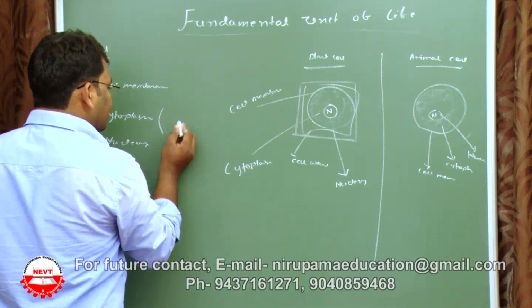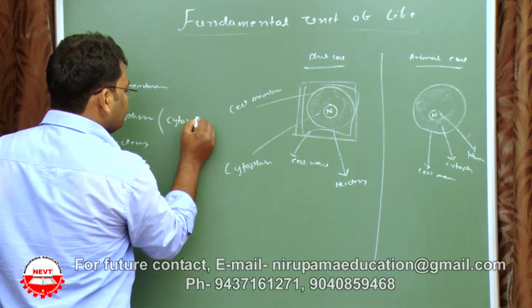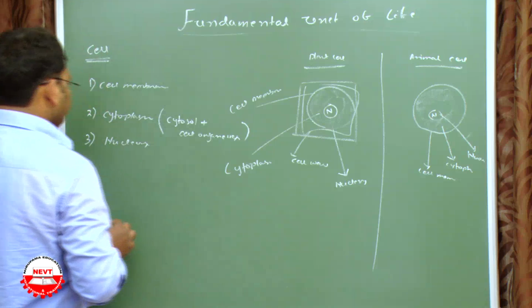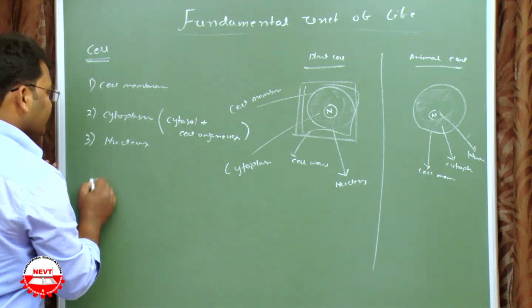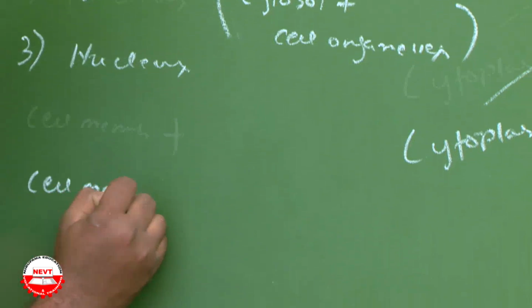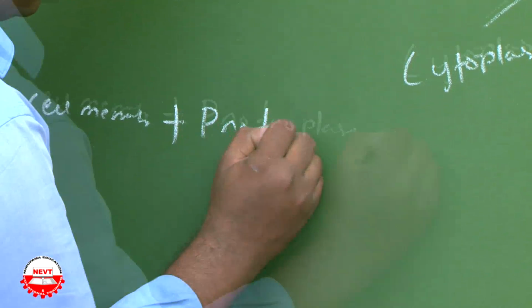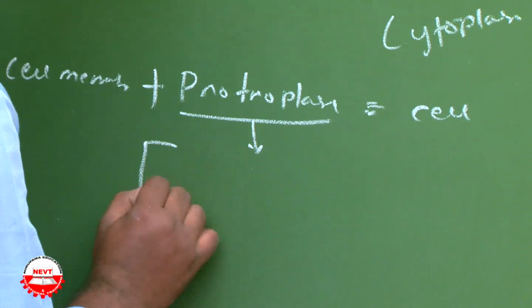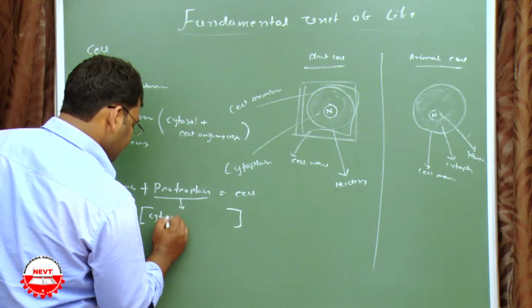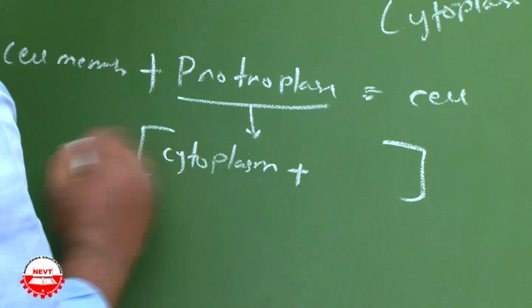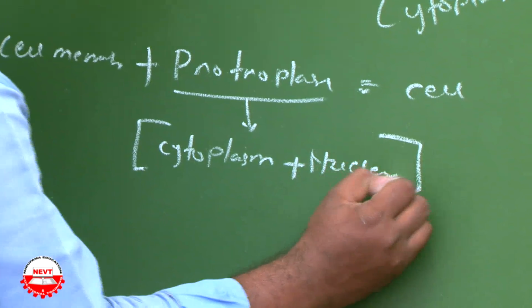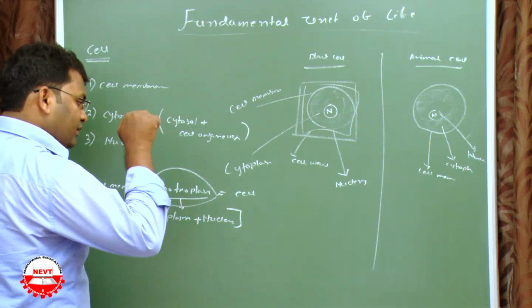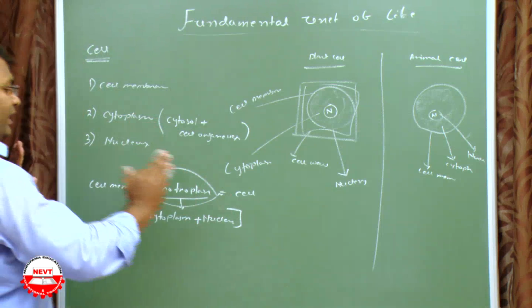Cytoplasm contains two things: cytosol plus cell organelles. Basically, cell membrane plus protoplasm is the complete set of the cell. So what is protoplasm? Protoplasm is the sum of cytoplasm plus nucleus. Protoplasm is the unit of the living part. Without protoplasm a cell will die.